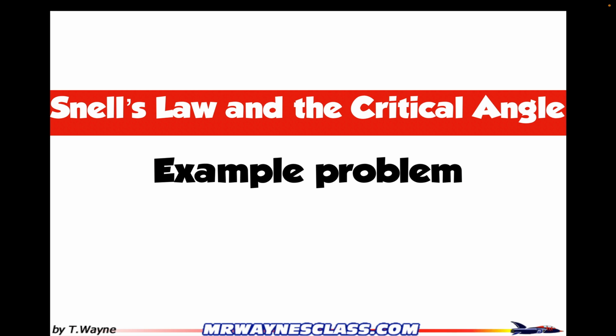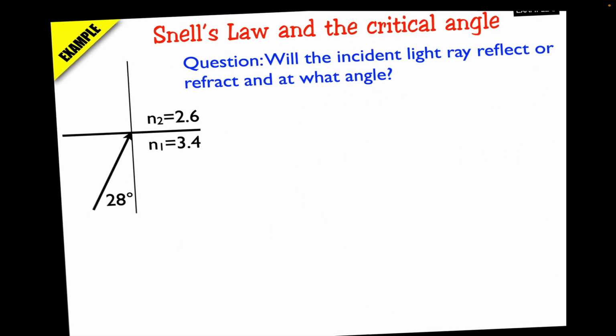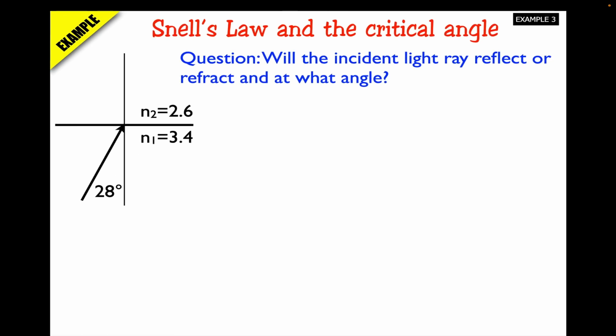This is an example problem using Snell's law and the critical angle to determine if a light ray is reflected or refracted. The question we're answering is, will the incident light ray reflect or refract, and at what angle? I've got my incident angle here in the picture on the left, and I can see my two indices of refraction. On the bottom is 3.4, on the top 2.6.